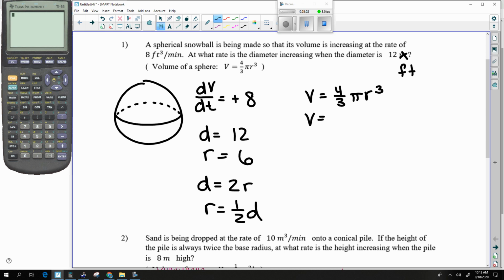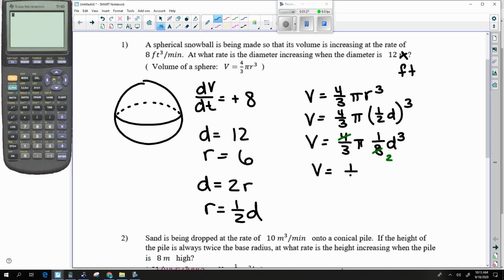So volume is equal to 4/3 pi r, which is now 1/2 diameter to the third. So the volume is 4/3 pi, and this is 1/8 diameter to the third. And so 4 and 8 simplify to a 1 and a 2. So volume is equal to 1/6 pi diameter to the third.